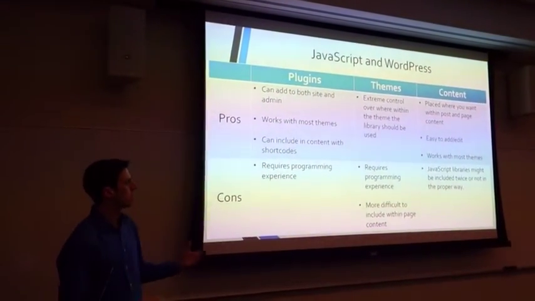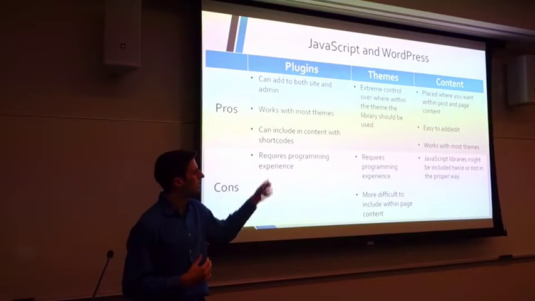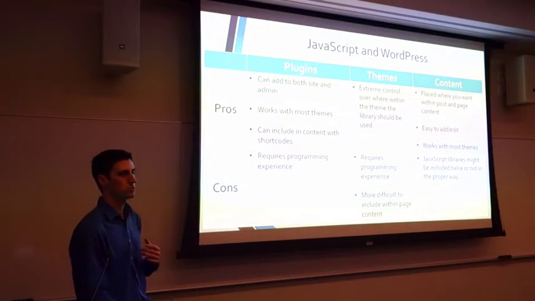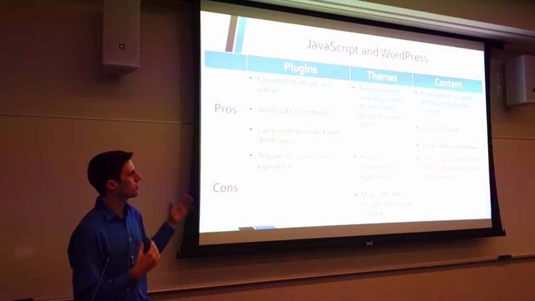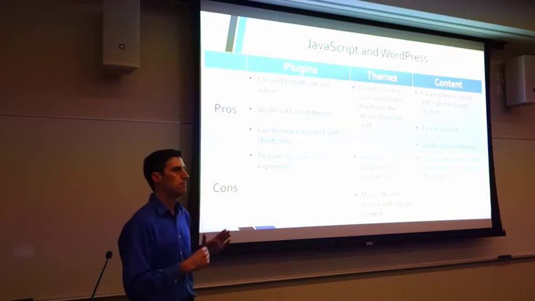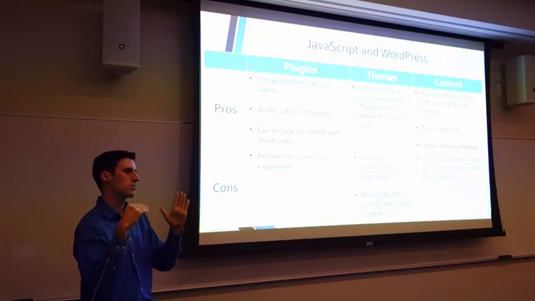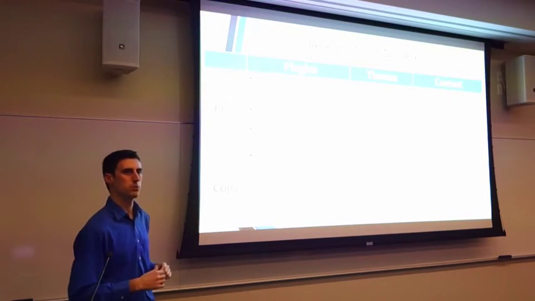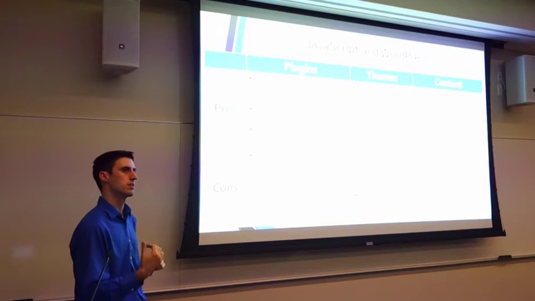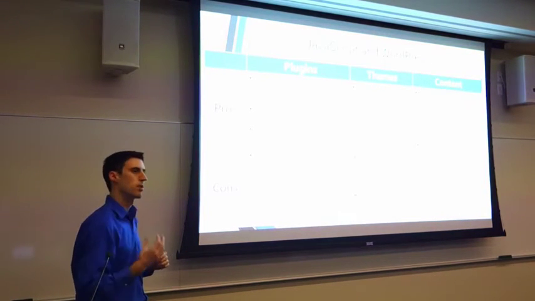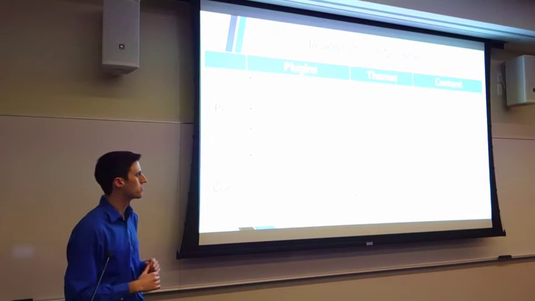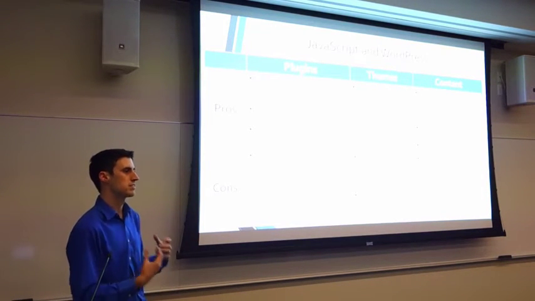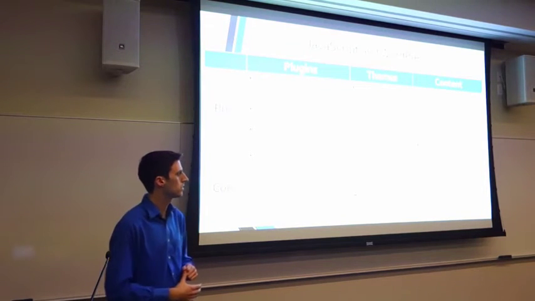What we're really going to talk a lot about is integrating it within the content. So if you go into your WordPress admin and edit a post or a page, wherever you want to insert JavaScript, there are ways to integrate it as shortcodes, or to go under the HTML view and integrate the code, and then there's a plugin where you can add the proper JavaScript includes in the header and the footer of the site. The downside with purely adding it into the content is that JavaScript libraries might be included twice or not in the proper way.